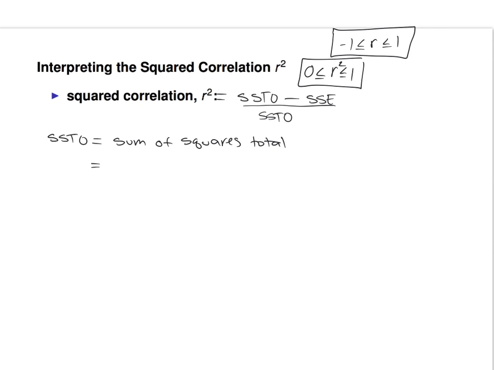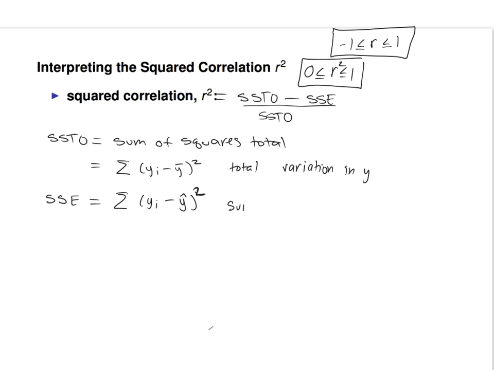And this is the sum of y sub i minus y bar, squared. So the y sub i's are all the observed y's minus the mean, squared. This is called the total variation in y. So y could be heights. It's the total variation you have from the mean in heights. SSE we actually already saw, right? Sum of squared errors. So that is the sum of y sub i minus y hat sub i, squared. This is the sum of squared errors.